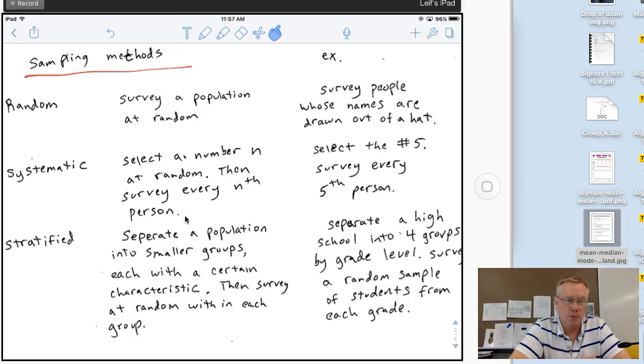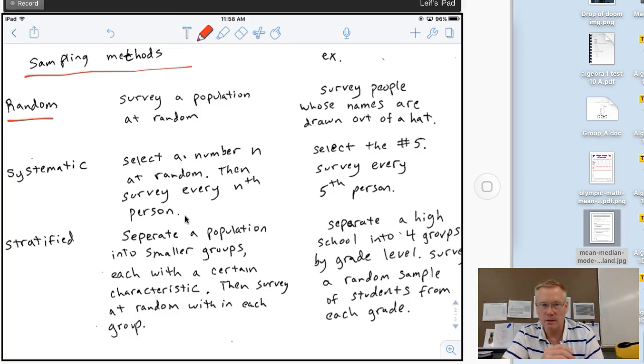You could do random, that's the first one here, where I randomly survey the population. I randomly choose 100 kids out of the school and then ask them, and assume that will give me a random sampling of the opinions in the school. And that's the example over here on the right: draw names out of a hat, and survey the people whose names were drawn. Okay, so that's the first kind.